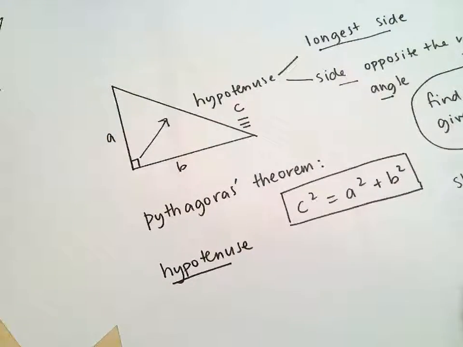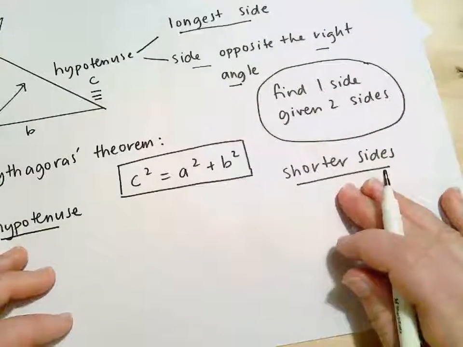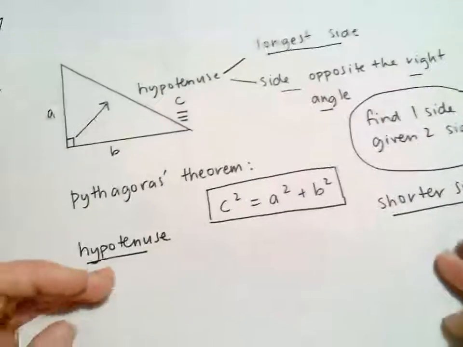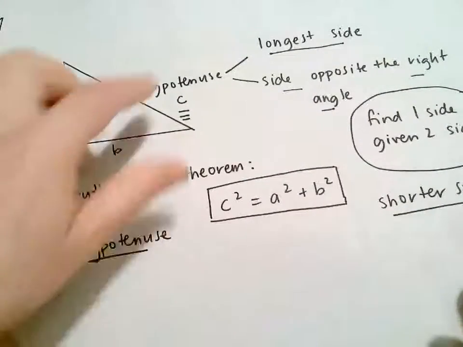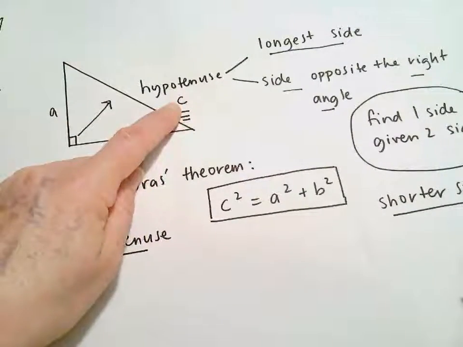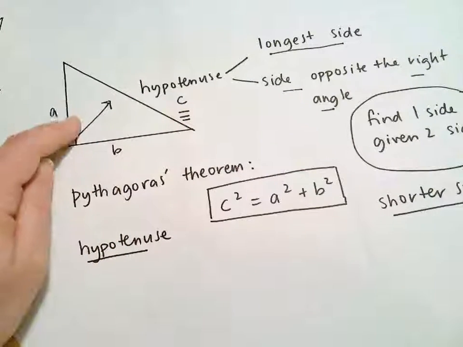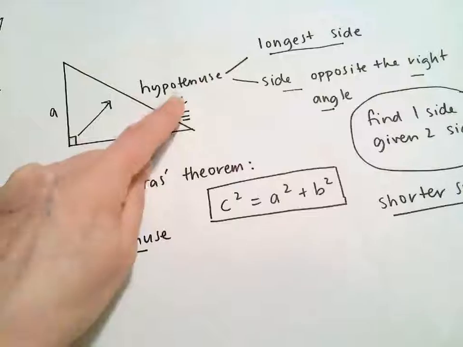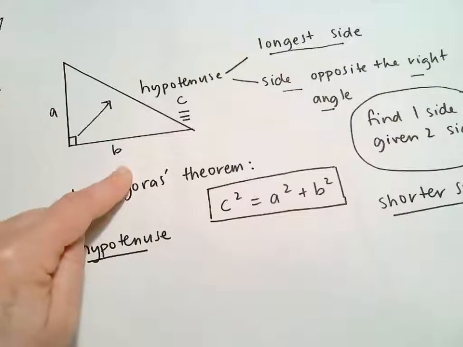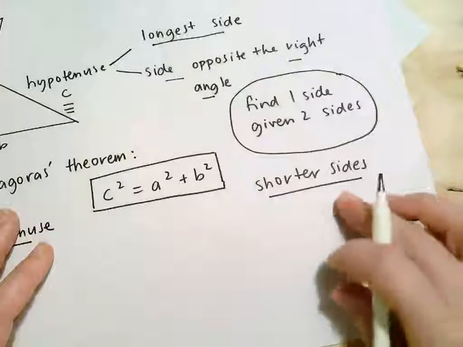Sometimes the side that we might be trying to find will be the hypotenuse. Other times it might be a shorter side. So if I was given A and B, they might ask me to find C, the hypotenuse. On another occasion, they might give me C and B and ask me to find A, for example, or they might give me C and A and ask me to find B. That would be finding one of the shorter sides.